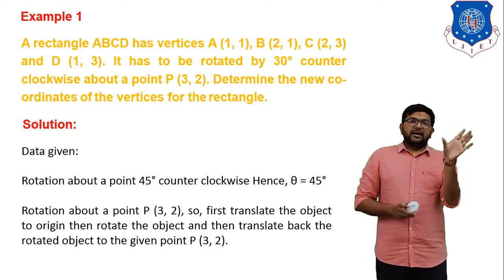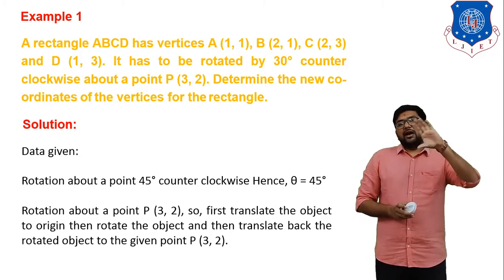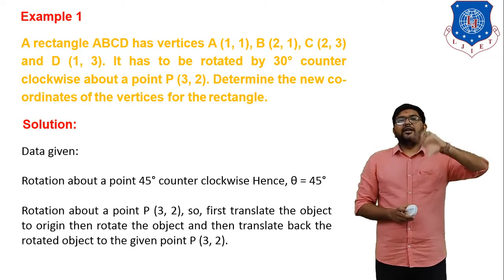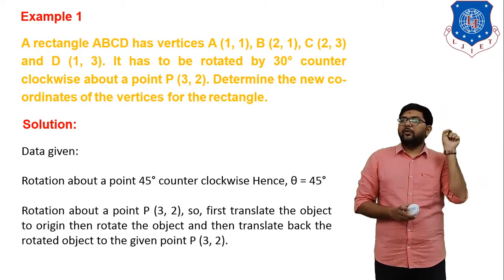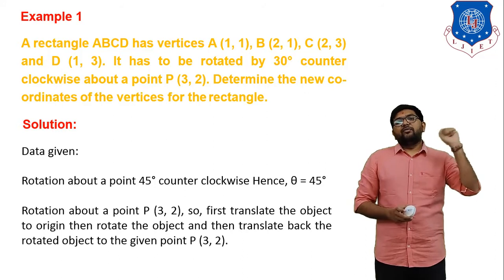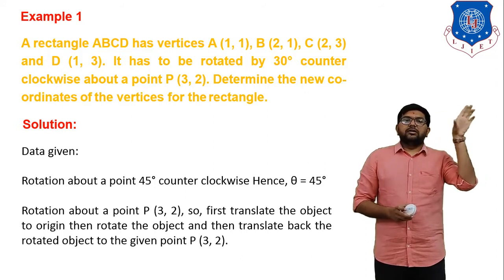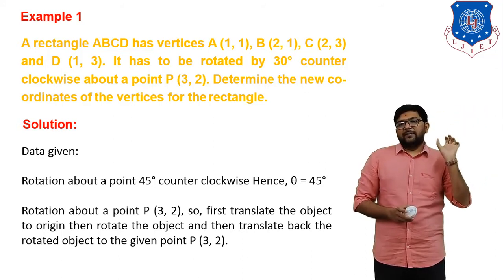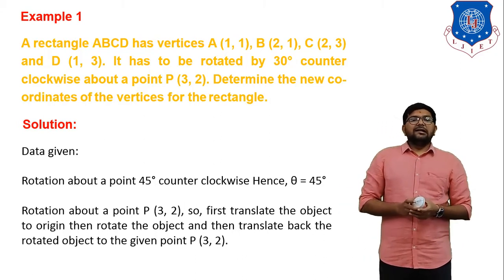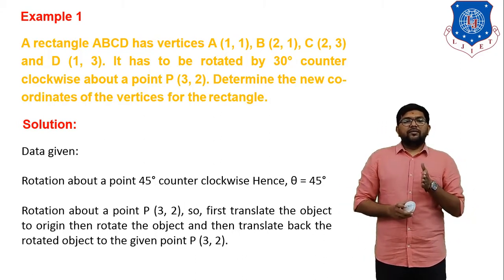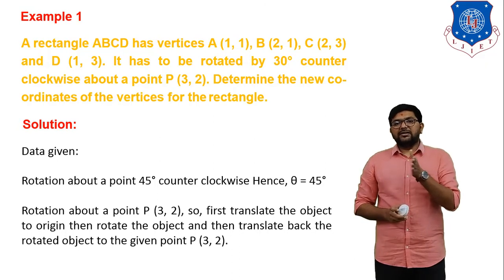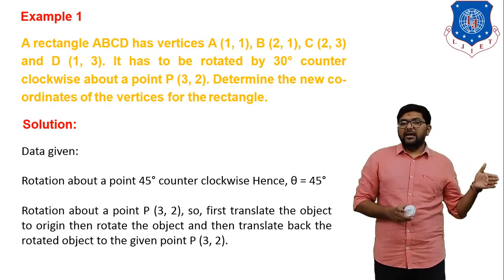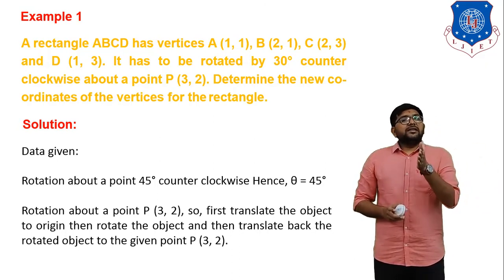Clear? The original rectangle coordinates are given. We have to move this rectangle 30 degrees anti-clockwise about point P, and we have to find the rotated rectangle coordinates. Clear? So our data is given: rotation about a point counterclockwise, theta is equal to 30 degrees. Rotation about point P(3, 2).